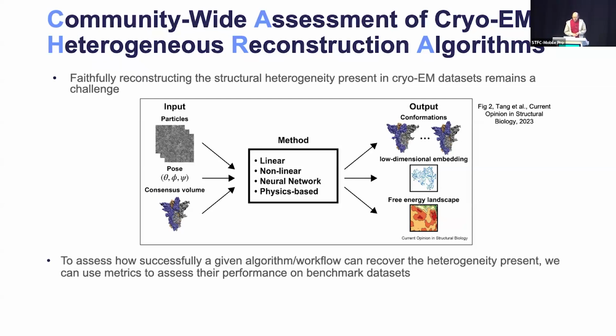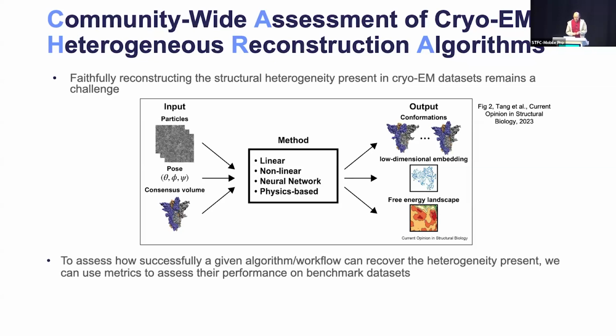So in general, in the last 15 years or so, dozens of algorithms designed to extract or interpret the heterogeneity present in cryo-EM datasets have been published. We collectively refer to these as heterogeneous reconstruction algorithms. In general, they will take in a picked particle stack as an input. They may also utilize pose or consensus reconstruction information, and they often seek to represent the heterogeneity present in cryo-EM datasets in a low-dimensional representation or latent space. Often they can also make volumetric predictions of conformational or compositional states.